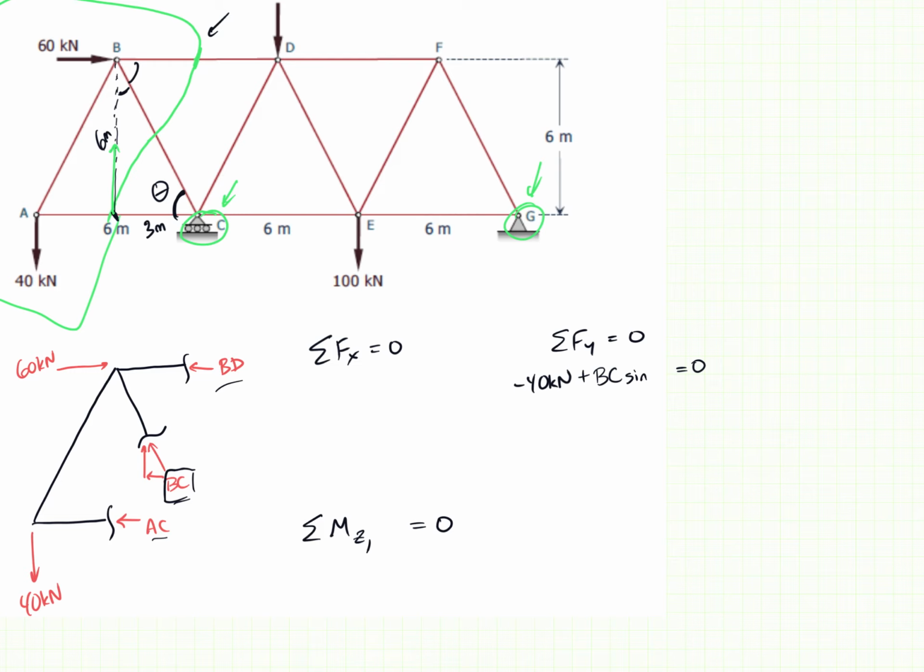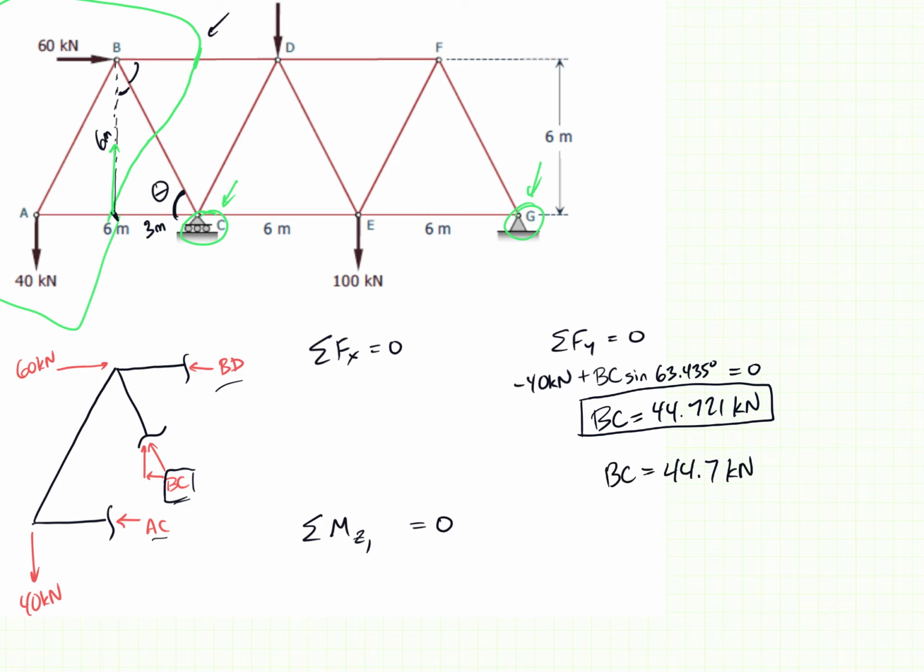Okay, I'm going to need a little bit more room than that. 60, come on, punk. 60, and you can hear my dog snorting in the background. 63.435 degrees equals 0. So we can solve this for BC, and we get some number. The key here is we got a positive sign, so that means BC for reporting is 44.7 kilonewtons, and it's going to be compressive because we assumed compressive, and we got a positive number.